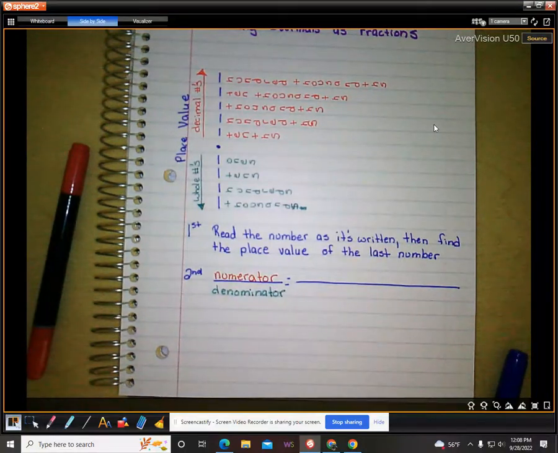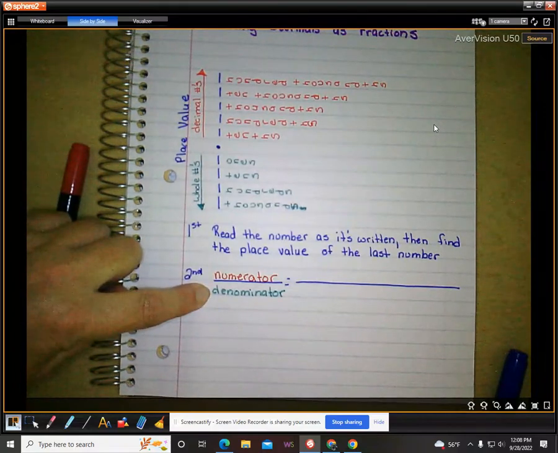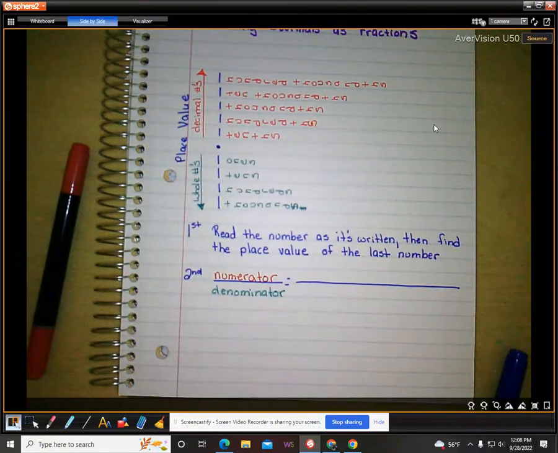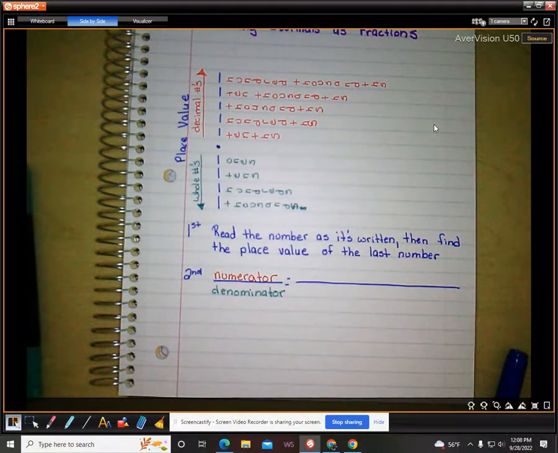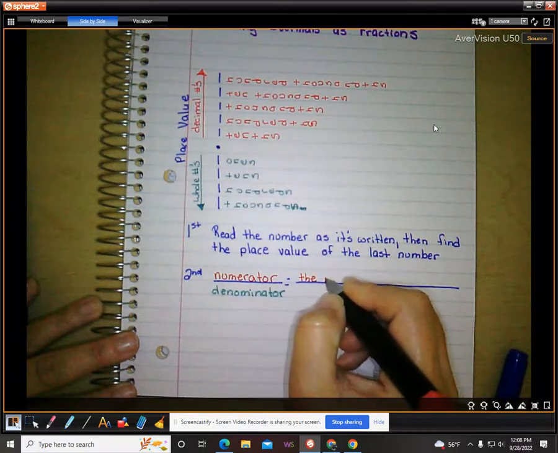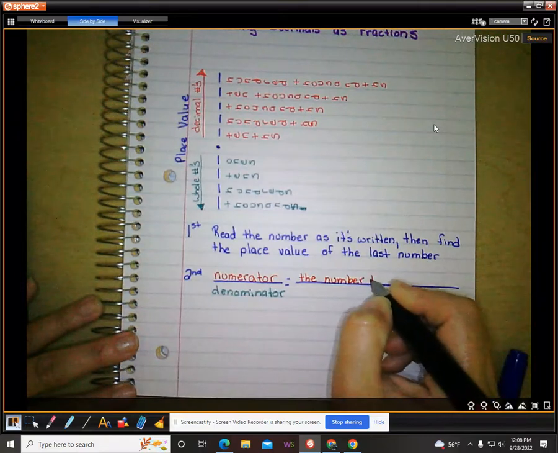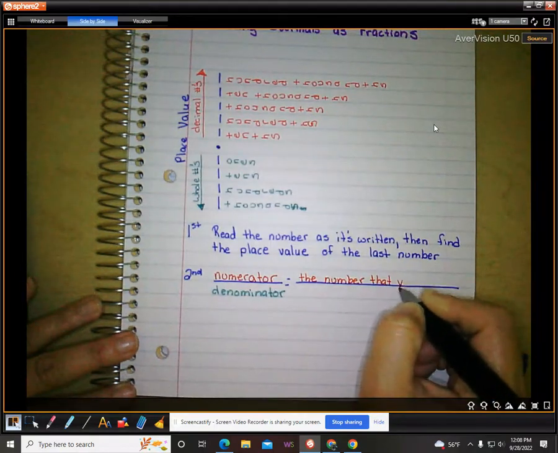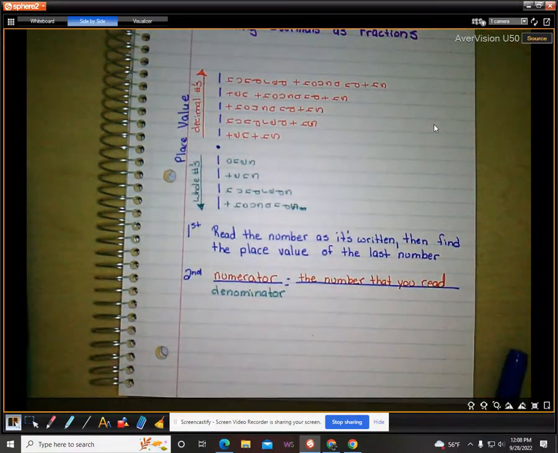So when we change our decimal to a fraction, we have to have a numerator. We have to have a denominator. So now we just have to know where in the world we get those numbers from. Okay? Your numerator is just simply the number as you read it. Okay? So it is the number that you read. And this will make sense in a second. READ, not RED. So the numerator is just the number that you read.